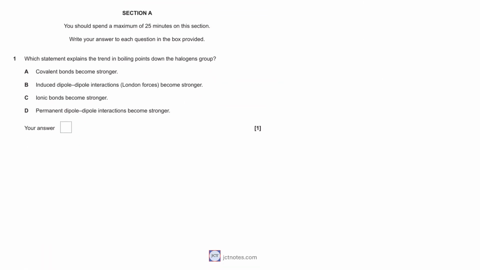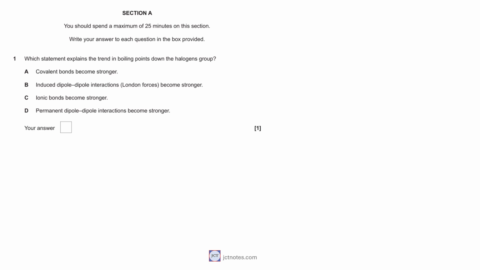We start with section A. The first question asks which statement explains the trend in boiling points down the halogens group. A. Covalent bonds become stronger. B. Induced dipole-dipole interactions, London forces, become stronger. C. Ionic bonds become stronger. And D. Permanent dipole-dipole interactions become stronger.